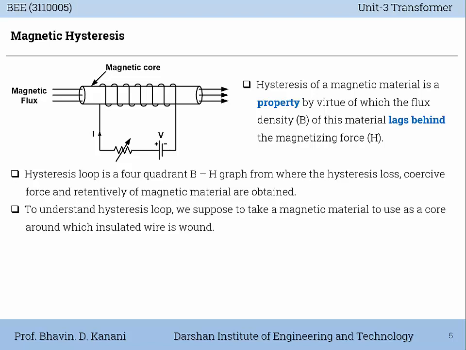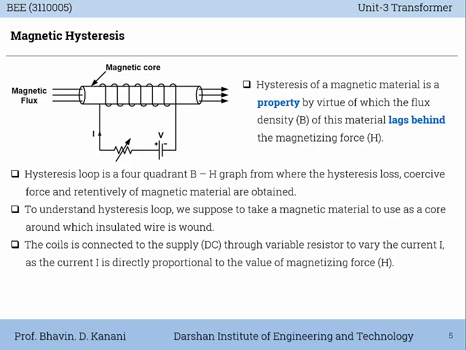To understand the hysteresis loop, we take a magnetic material to use as a core around which insulated wire is wound. The coil is connected to the supply, that means DC supply, through a variable resistor to vary the current, as the current is directly proportional to the value of magnetizing force.